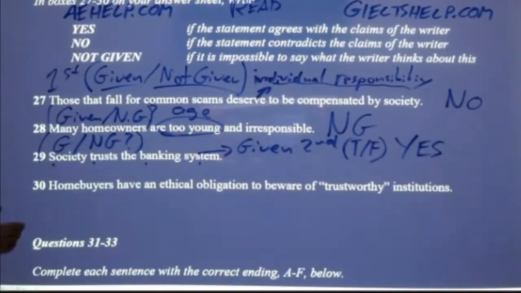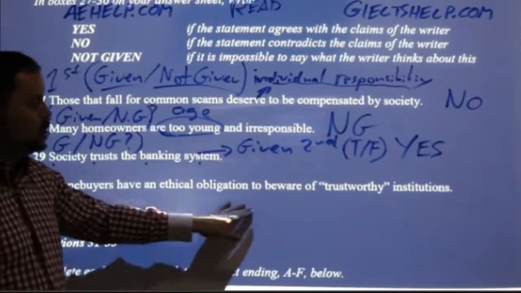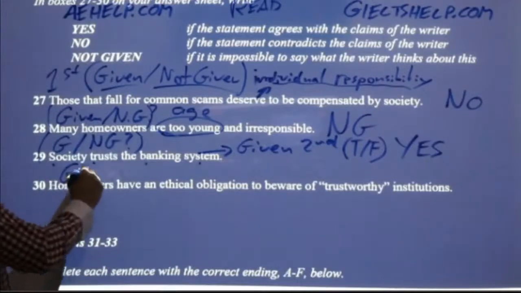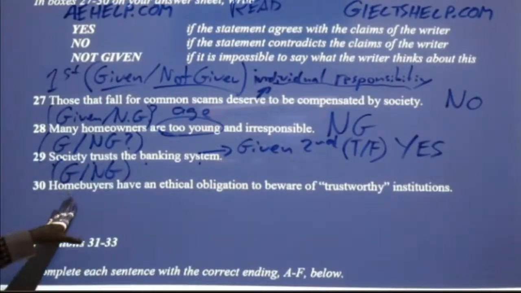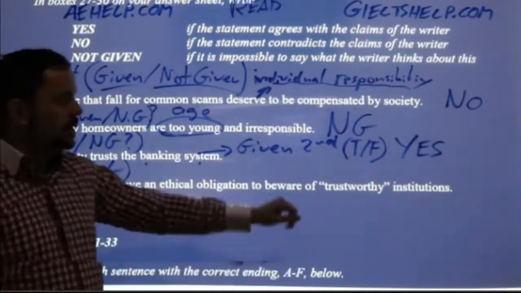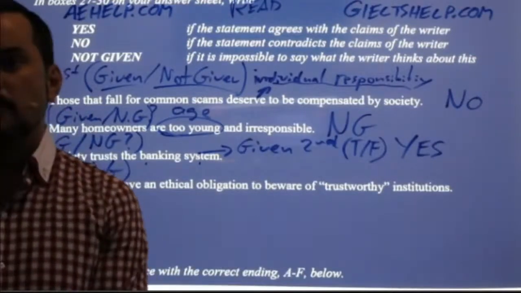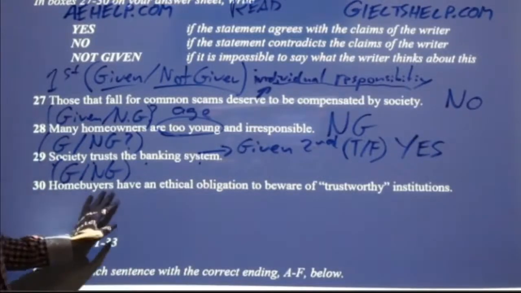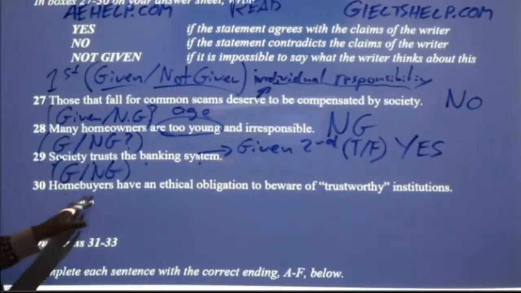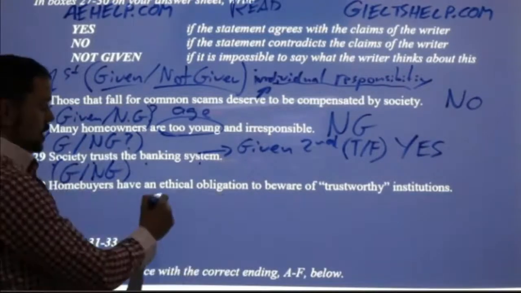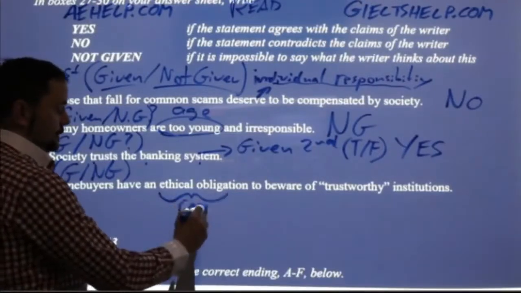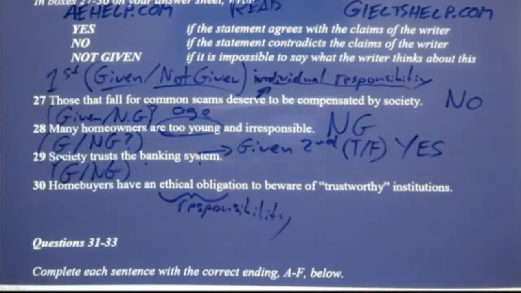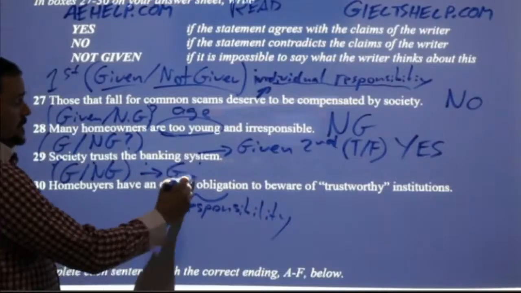Let's keep going. Home buyers have an ethical obligation to beware of trustworthy institutions. So again, is this given or is it not given? Is this dealing with individual, bank, or government responsibility? Is it dealing with that? Yeah, absolutely it is. This question is also dealing with individual responsibility. Home buyers are individuals. Ethical obligations are responsibility. Okay. So from that, I can figure out that it's going to be given.